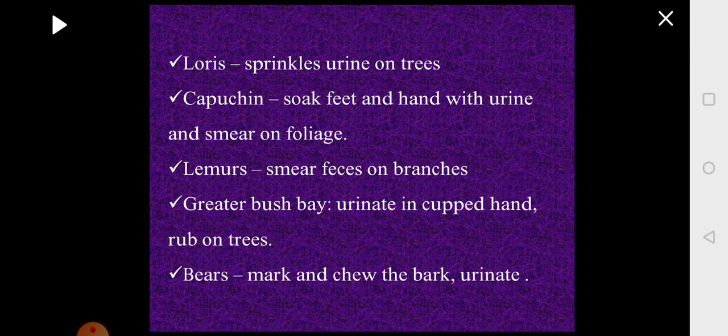In lemurs, it will defecate. It takes the feces and smears it on the branches, as though it is painting the branches with the feces to mark the territory. In greater bush baby, when it is urinating, it will cup its hand, then the urine is collected and rubbed on the trees to mark the territory.